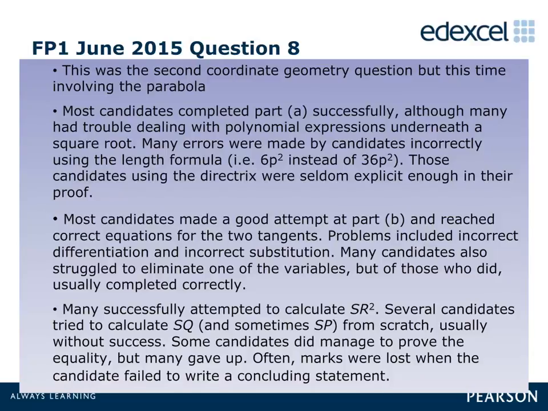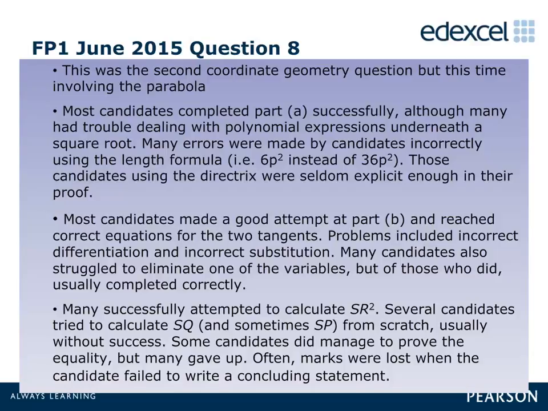This was the second coordinate geometry question, but this time involving the parabola. Most candidates completed Part A successfully, although many had trouble dealing with polynomial expressions underneath a square root. Many errors were made by candidates incorrectly using the length formula, that is, 6p squared instead of 36p squared. Those candidates using the directrix were seldom explicit enough in their proof.